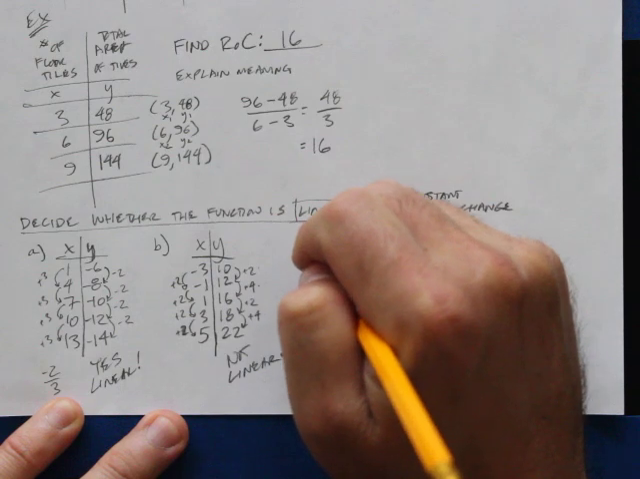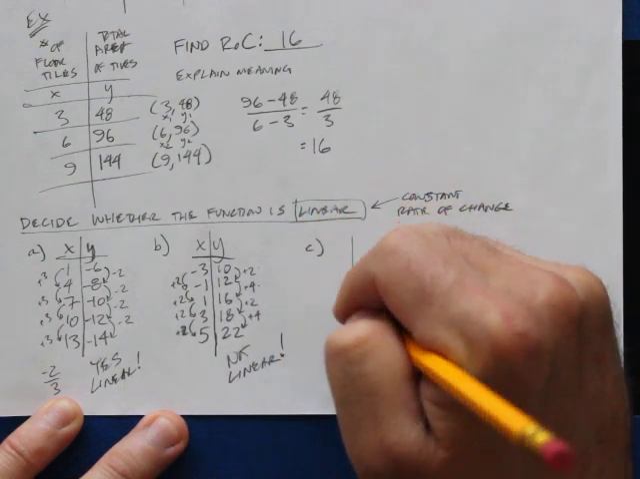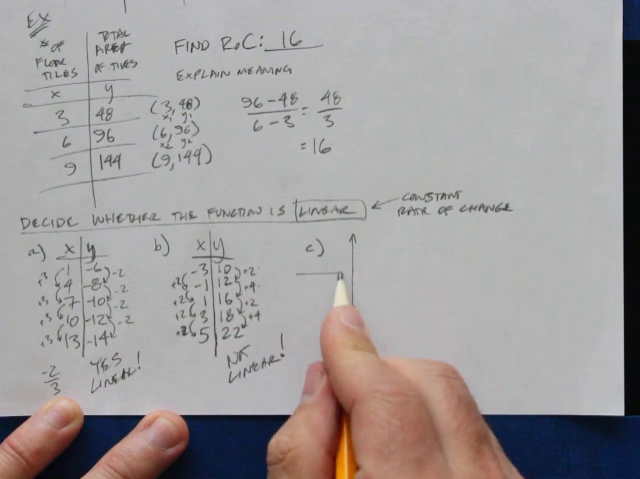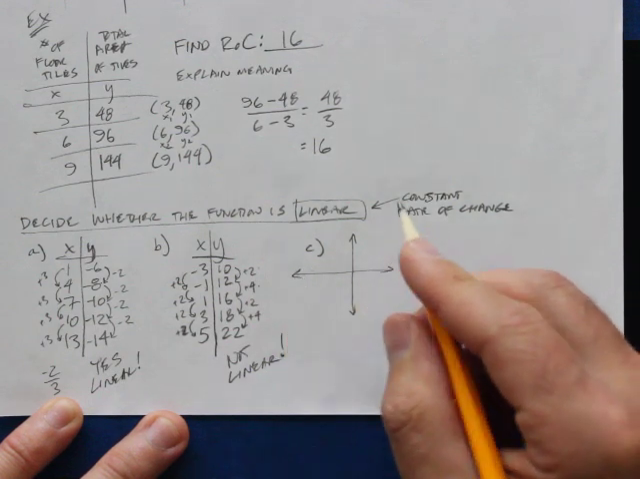Let's look at C. So for C, we are given a chart, or just a graph. And this graph looks like this.